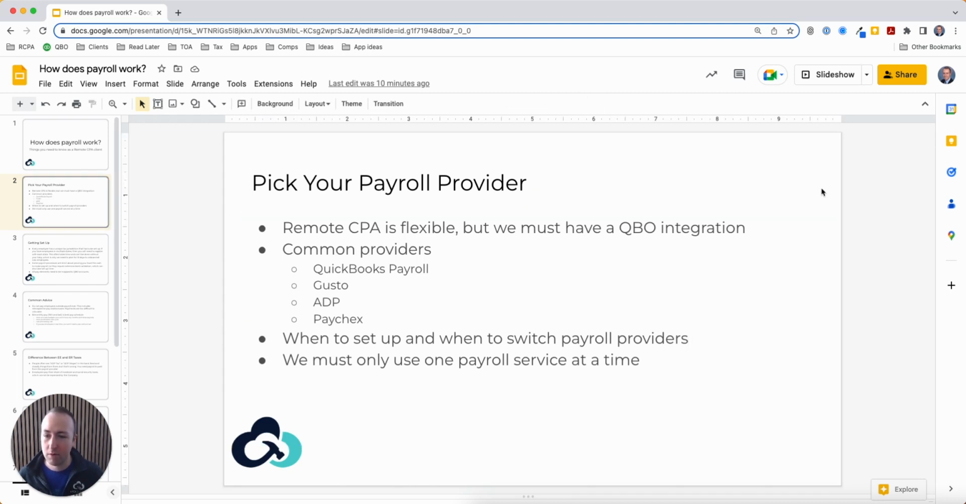The other really important piece of information is that we must only use one payroll service at a time. So you should not be using QuickBooks Payroll, and then thinking, oh, I think I'm eventually going to switch payroll providers. I'm hiring a new employee, so I'm just going to put that new employee into the new payroll service and I'll keep using the old payroll service for the employees who are already set up. Don't do that. No, that's a train wreck.